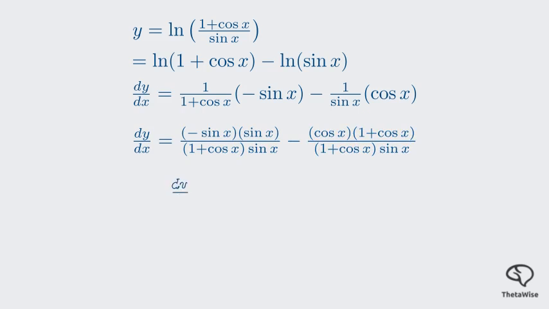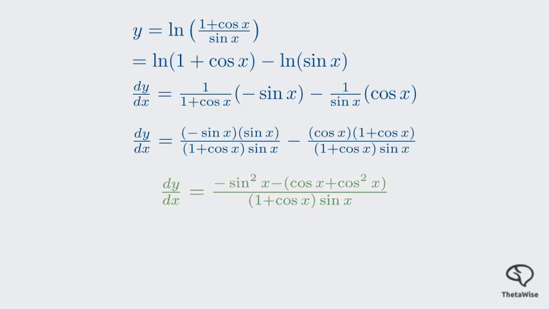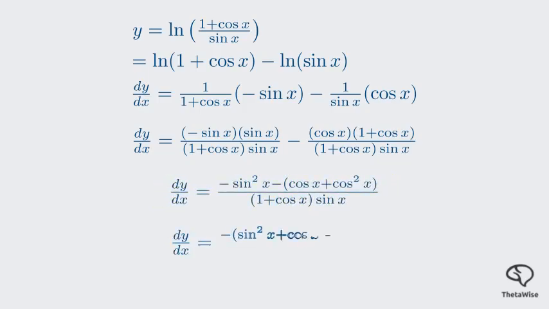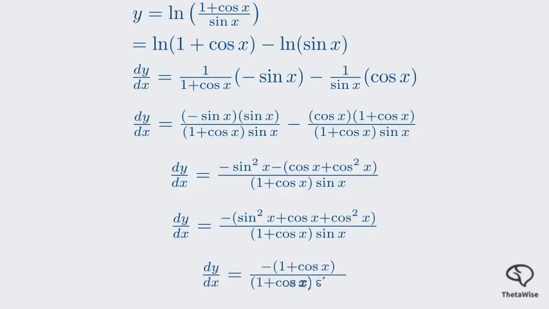Combining the numerators, we have negative sine squared x minus the quantity cosine x plus cosine squared x, all over our common denominator. Distributing the negative sign gives us negative sine squared x minus cosine squared x. Once again, we see the term sine squared x plus cosine squared x, which simplifies to 1. Factoring out the negative sign from the numerator helps us see this clearly. This gives us negative of 1 plus cosine x in the numerator.